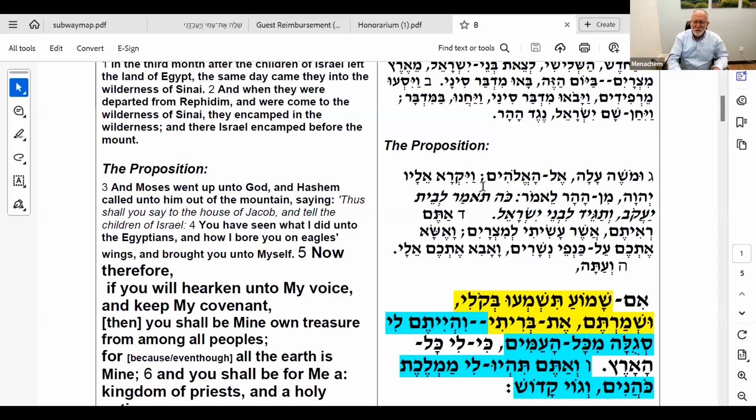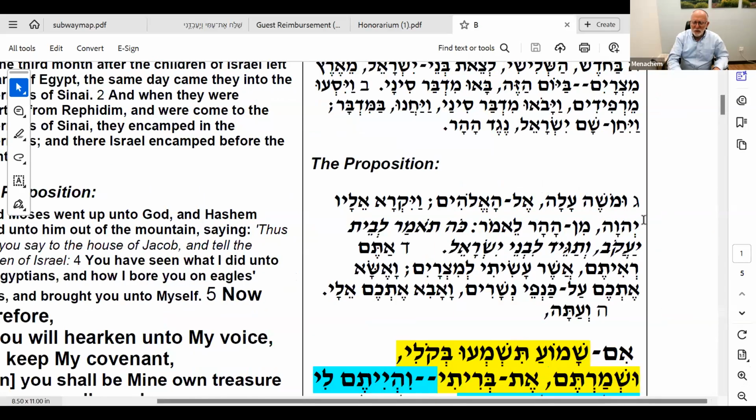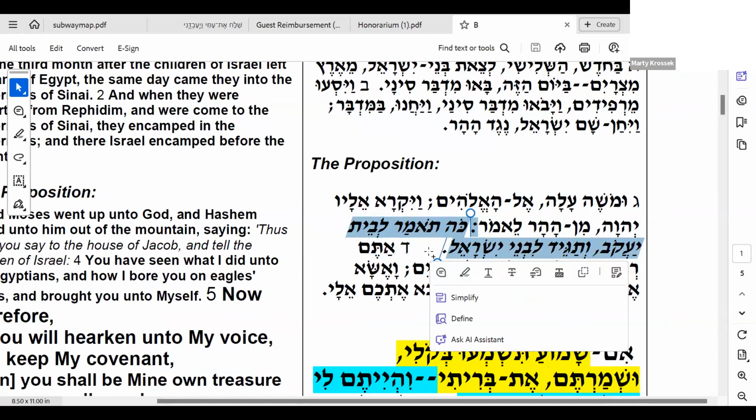Now I have to share my screen. Here we are. Okay. Now, when Moshe goes up to the mountain, I'll make it bigger here. Moshe goes up the mountain. Vayikra elav Hashem min hahar lemor, Ko tomar lebeit Yaakov v'tagid livnei Yisrael. Here's what I want you to tell the house of Jacob and the people of Israel. Now, has God ever talked to Moshe Rabbeinu before?